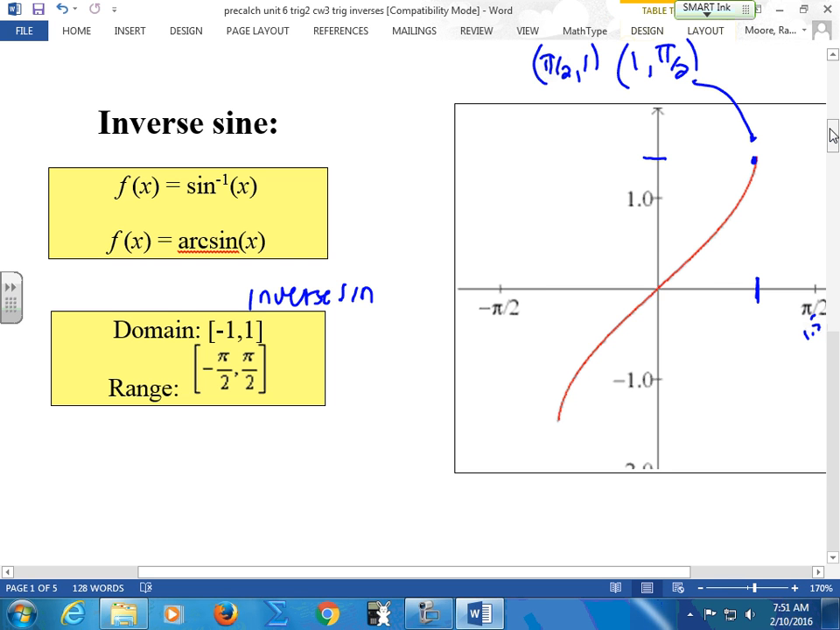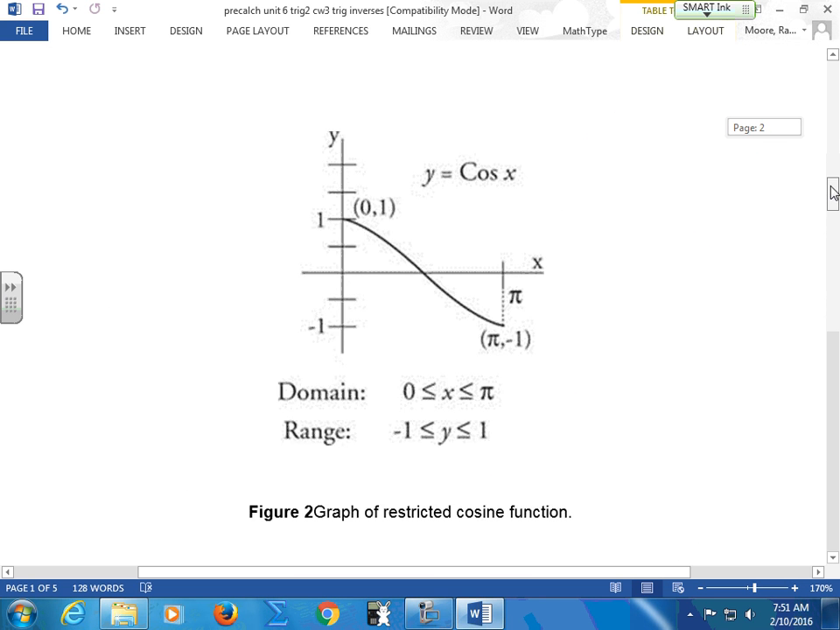Okay? When you take an inverse, don't you swap the x and the y? Yep. So aren't I swapping the x and the y? Yeah, from that on its side, it looks like a sine curve. Okay. All right.